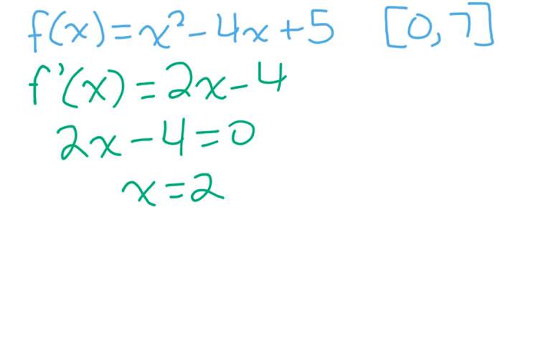So when x equals 2, this function will have a horizontal tangent line. Notice that 2 is in the interval we're interested in. If it were not, we could ignore it. But since it is between 0 and 7, then we have to consider it as a candidate for either the minimum or maximum value. So what we're going to do now is create a table of x's and y's.